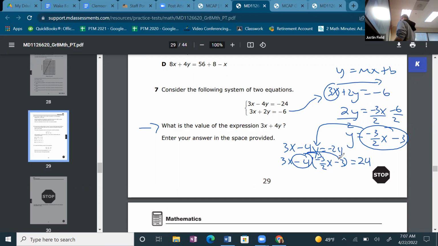Okay, so what is -4 times -3/2? Well, that -4 is -4/1. So we multiply on top. -4 times -3 is 12. 12 over 2 is 6. So it's 6x. And then -4 times -3 is 12. 12 equals 24.